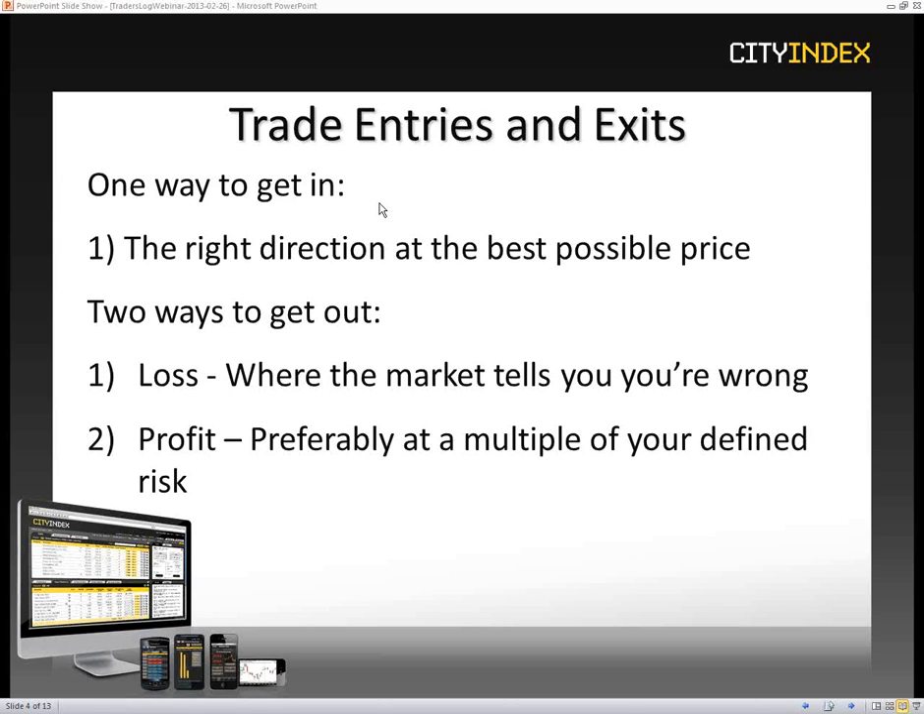Now, as far as I'm concerned, there are two ways to get out. Number one is at a loss. Of course we want to avoid losses, but losses are part of trading. So where do you place your stop loss? Where is your loss ideally placed? Well, that's where the market tells you you're wrong. And that's very easily said, a little bit harder to actually put into play.